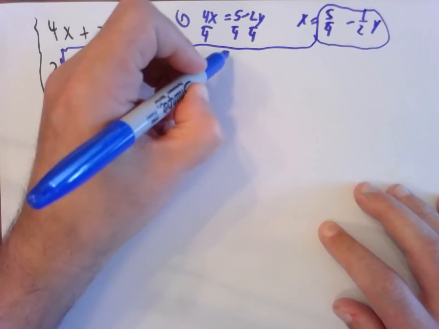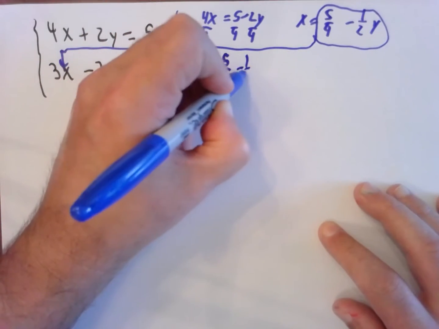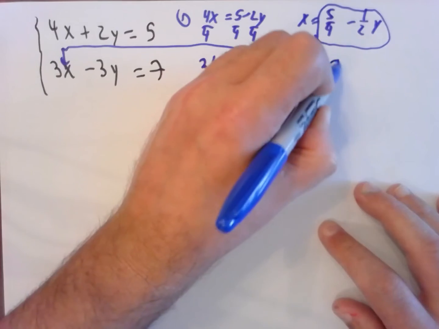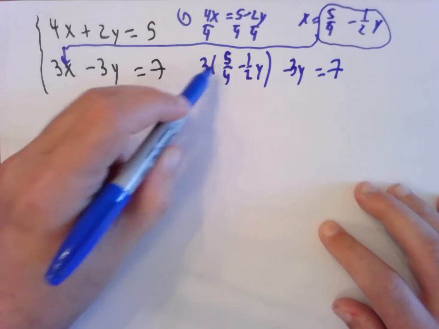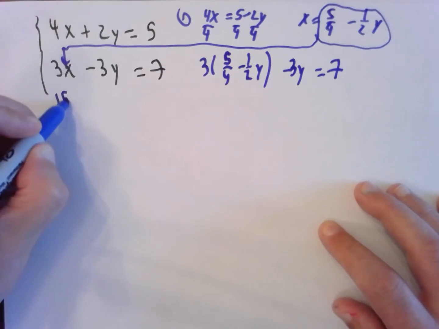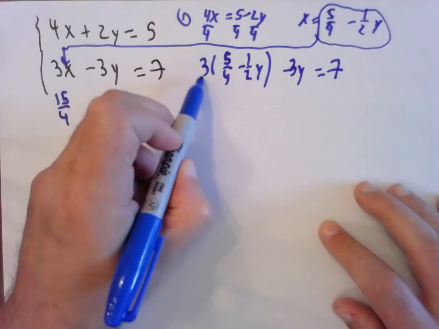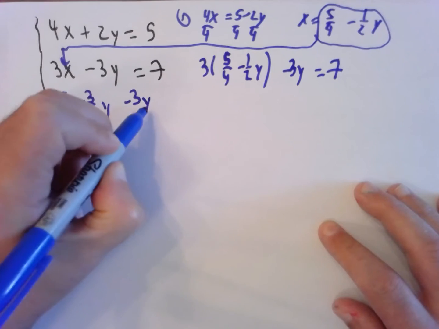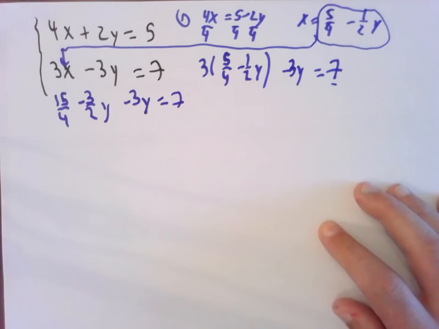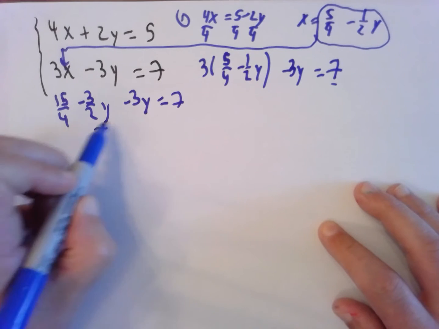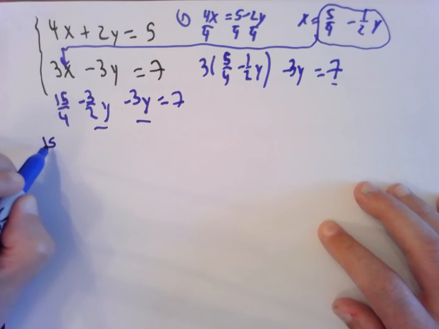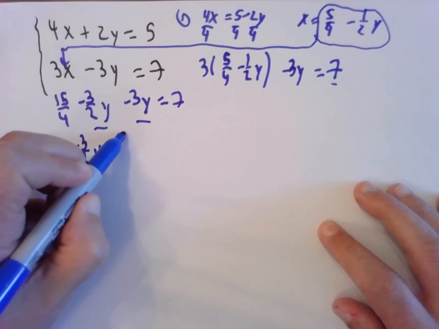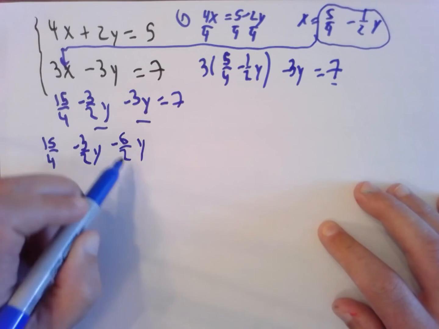So we get 3 times all of that, 5/4 minus 1/2 y, minus 3y is supposed to equal 7. Distribute. 3 times 5/4 is 15/4. 3 times -1/2 is minus 3/2 y. Minus 3 more y equals 7. These guys just come along for the ride. Let's combine these like terms. So that's 15/4 minus 3/2 y. 3 is 6 over 2, common denominator of 2 there.